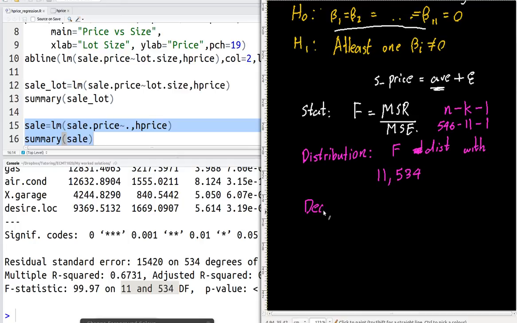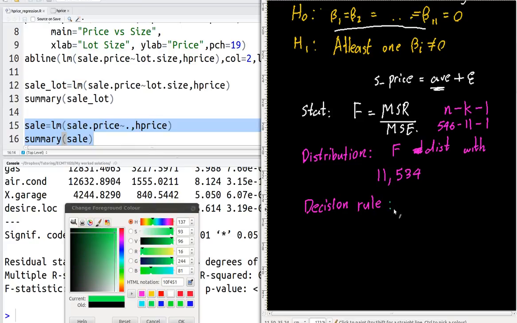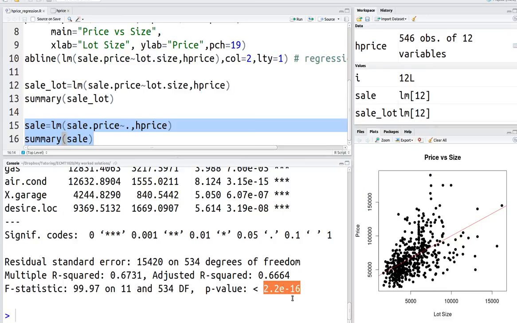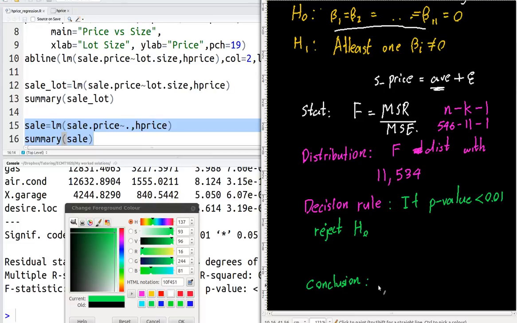Now your decision rule. There are two ways of doing this. The first way is the easy one, if you have the p-value. If the p-value is less than, let's say, 0.01, so my significance level is 1%, reject H0. In my conclusion, looking at this output, my p-value is 2.2 times 10 to the negative 16. So since the p-value, 2.2 times 10 to the negative 16, is less than 0.01, you reject H0. That's really the easy method. As soon as they give you the p-value, you can find it out straight away.